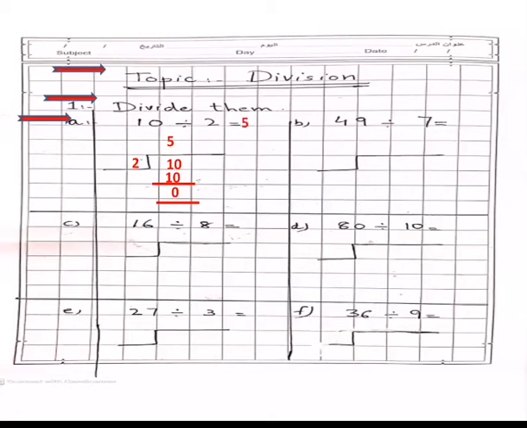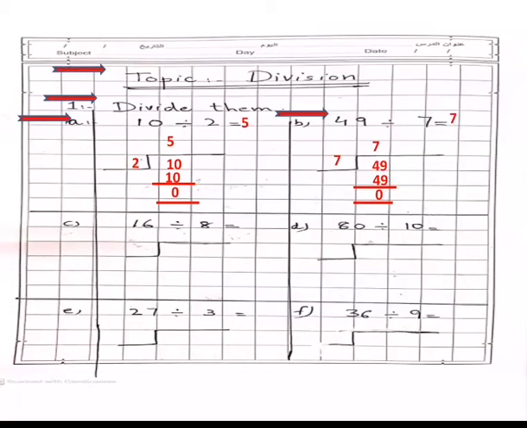Again, now we will do part B. 49 divided by 7. As you know, we will write 7, the smaller number, outside and 49, the bigger number, we will write inside. Now you will read the table of 7 and you will see where 49 comes. 7 ones are 7, 7 twos are 14, 7 threes are 21, 7 fours are 28, 7 fives are 35, 7 sixes are 42, 7 sevens are 49. So we will write 7 sevens are 49. We will write down 49 minus 49, so the remainder will be 0. And 7 is the answer we will write here.